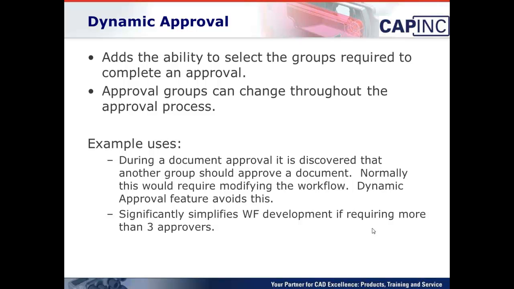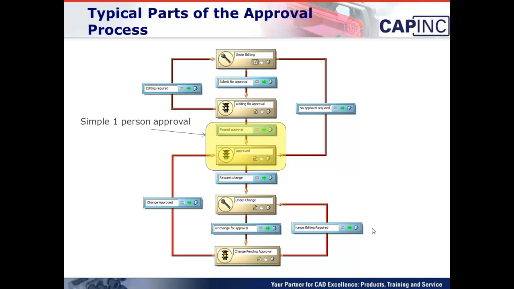Secondly, another example is that this significantly simplifies the workflow development if requiring more than 3 approvers. SOLIDWORKS' standard process of doing 2 out of 3 approvers works fine if it is only 2 out of 3. But as we'll demonstrate, it can be very complicated if it gets to any more than 2 out of 3 groups. Okay.